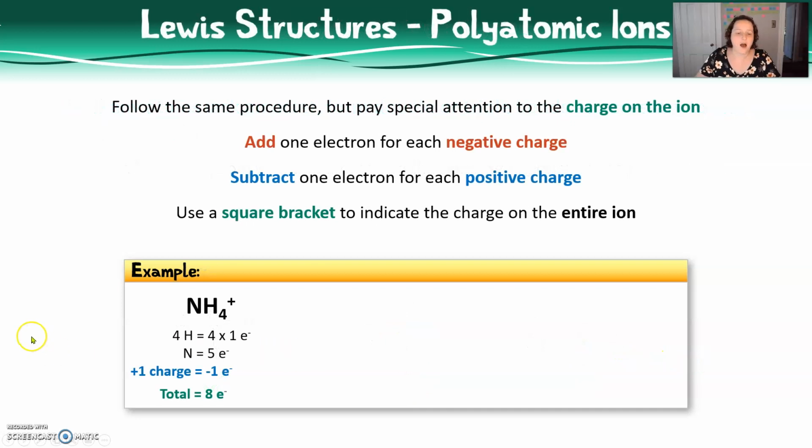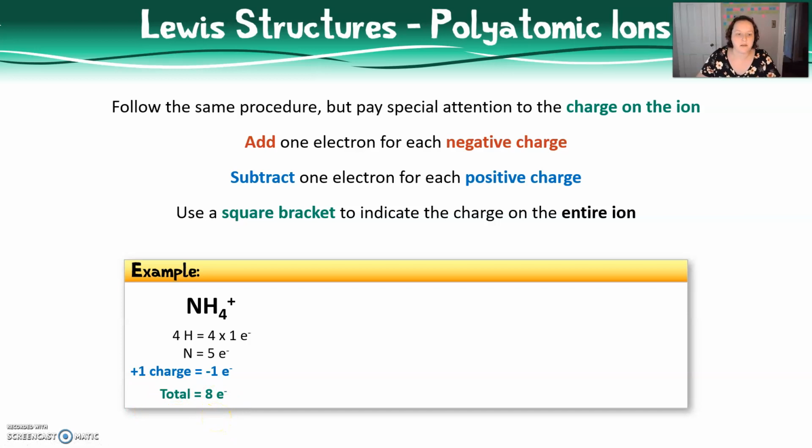For polyatomic ions that have an overall charge, we add up the valence electrons for each atom as we normally do, but add an electron for each negative charge or subtract an electron for each positive charge. So in the case of NH4+, also known as the ammonium ion, the positive charge means we subtract an electron from the total valence electrons of 9 to get a final total of 8 valence electrons.